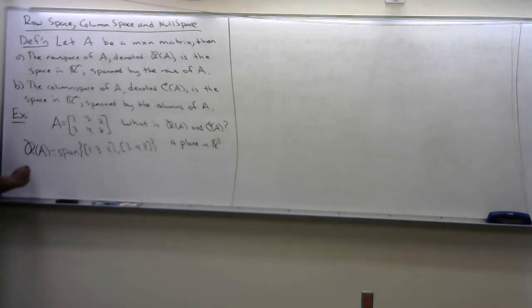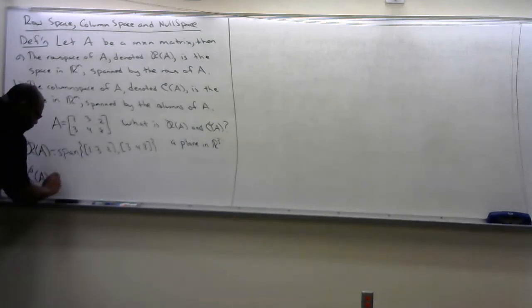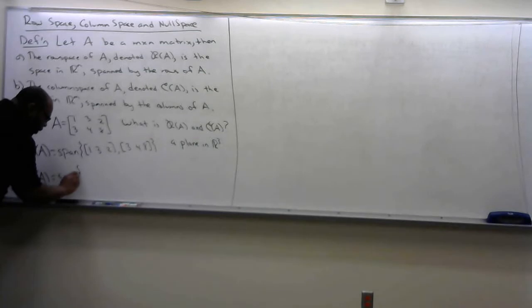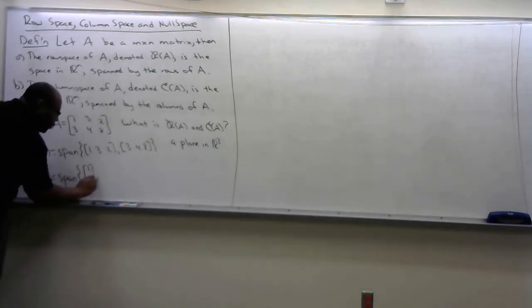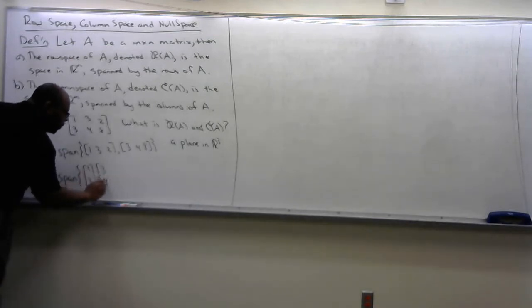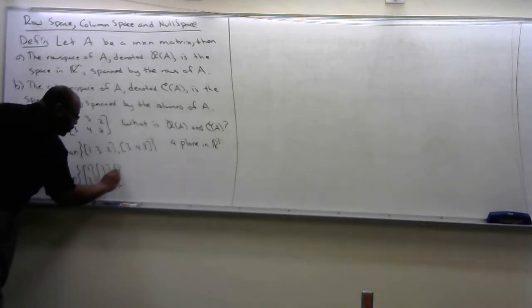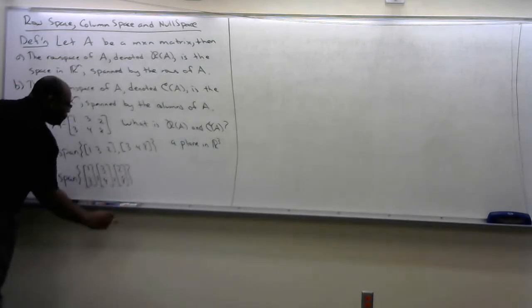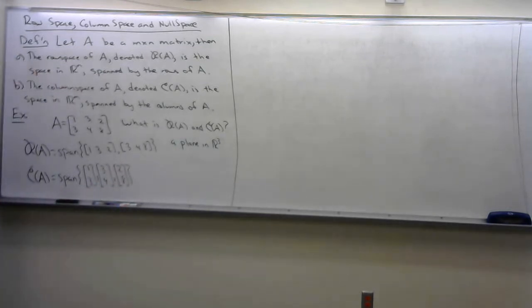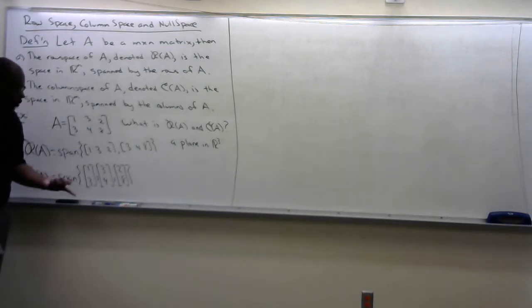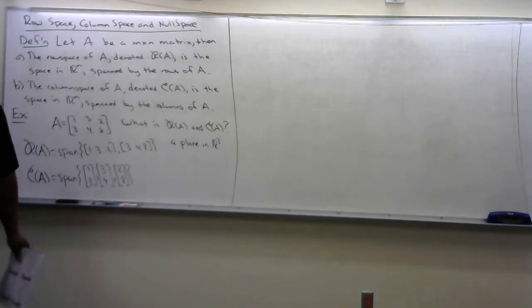And what is the column space of A going to be? Well, that's going to be the span of the columns of A: 1, 3; 3, 4; and 2, 8. So I'm looking at all possible linear combinations of these three vectors, 1, 3, 3, 4, and 2, 8, in R^2.